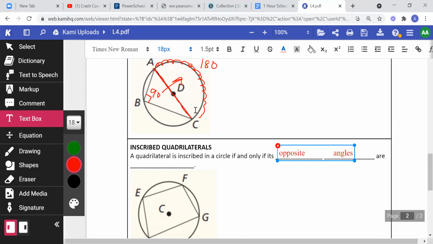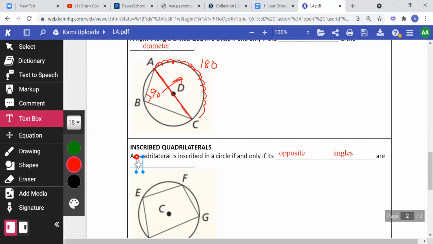If it's a parallelogram, opposite angles are congruent, okay? But in the case of a quadrilateral, it's not necessary that opposite sides will be parallel. If the opposite sides are not parallel, then we have just an ordinary quadrilateral. In that case, opposite angles are always supplementary, which means they add up to 180.